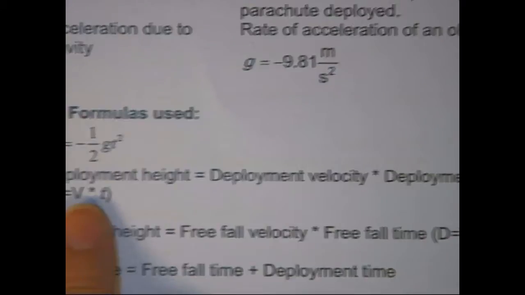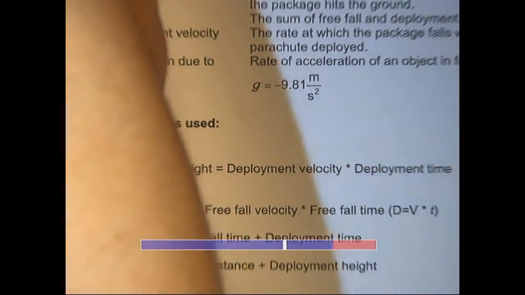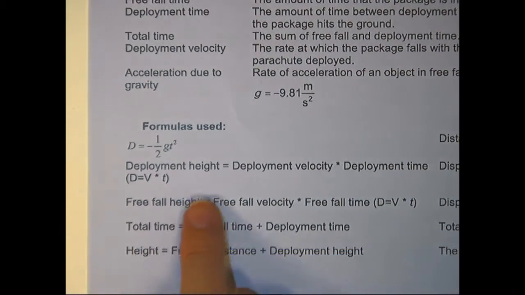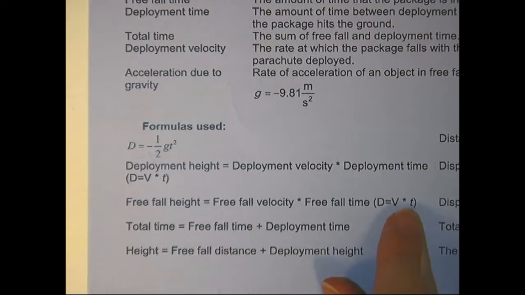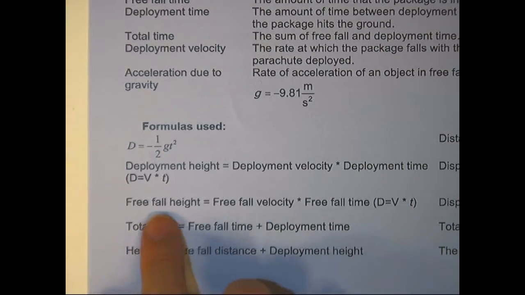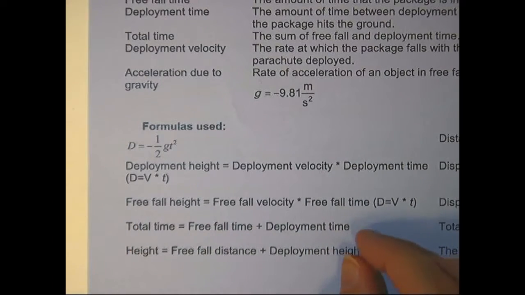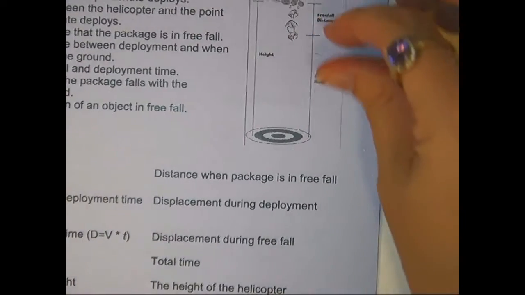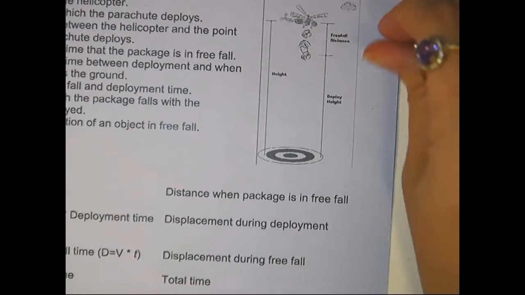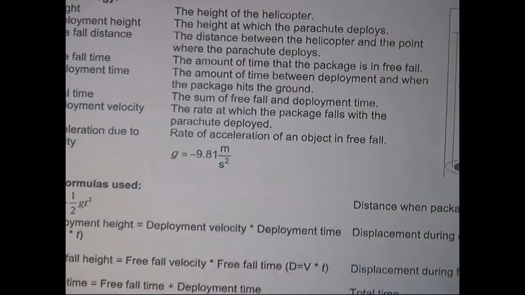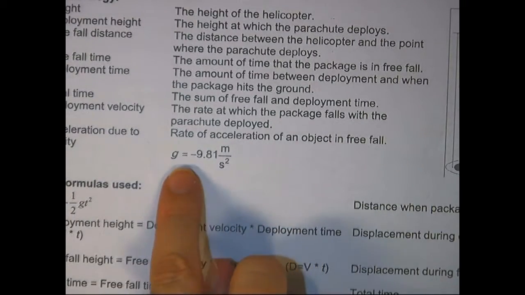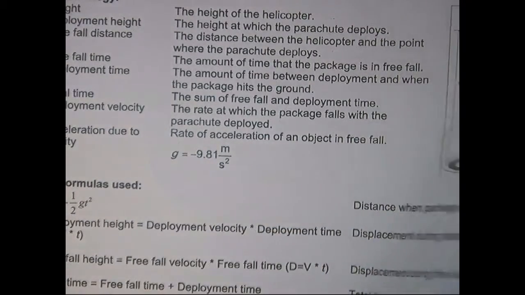And you'll notice that they have deployment height, velocity and time, v equals d over t. And then we can do the same thing to figure out the velocity versus the distance in the free fall part. Then the time and the height: if I add these two times together, I get the whole time. If I add these two heights together, I get the whole height. Notice again, you have to use this for g. If you use something else, you're going to get the answers wrong.